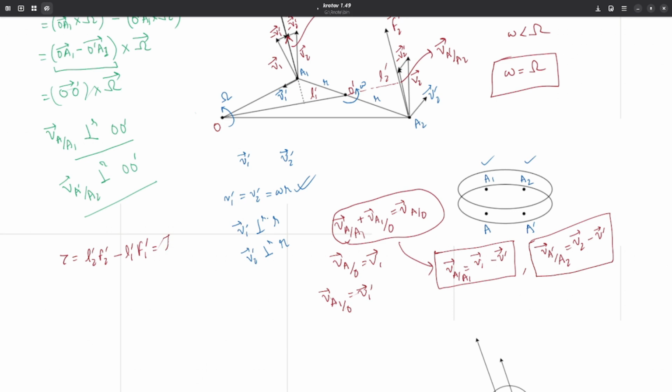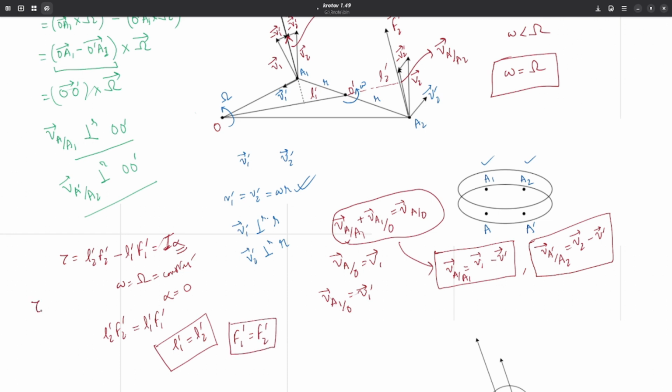Therefore, this equals I alpha, where I is the moment of inertia and alpha is the angular acceleration. We know omega is equal to capital Omega, which is a constant, hence alpha is equal to 0. Therefore, we have L2 prime F2 prime equal to L1 prime F1 prime. Now from the diagram, we can see that L1 prime is equal to L2 prime. Therefore, F1 prime is equal to F2 prime. So the net torque is equal to 0.